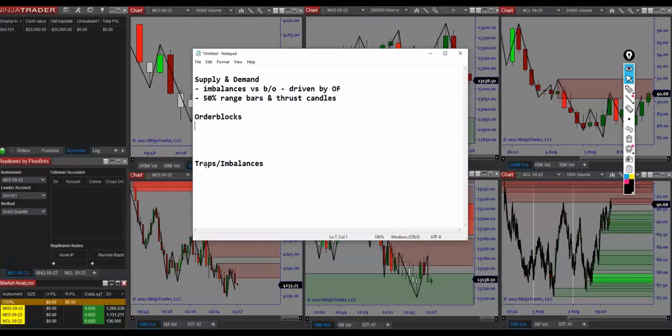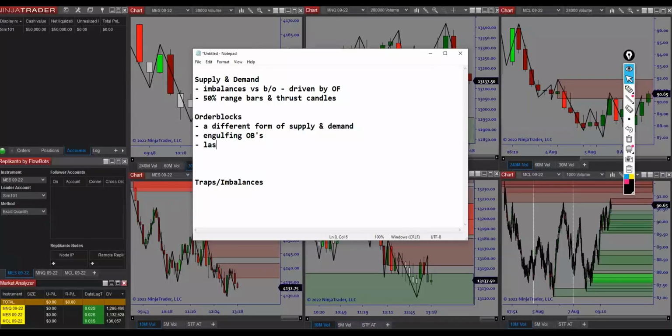Perfect. Okay. The next one is order blocks. Well, most people don't know what an order block is. An order block is a different form of supply and demand. And there's two types of order blocks. There's engulfing order blocks.